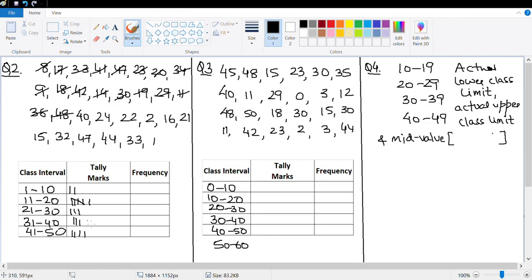40 is between 31 to 40. 24 is between 21 to 30. 22 is here, so I make the fifth one. 2 is 1 to 10. 16 is 11 to 20. 21 is 21 to 30. 15 is 11 to 20. 32 is here. 47 in the last one. 44 here. 33 in 31 to 40, and 1 in the first one.